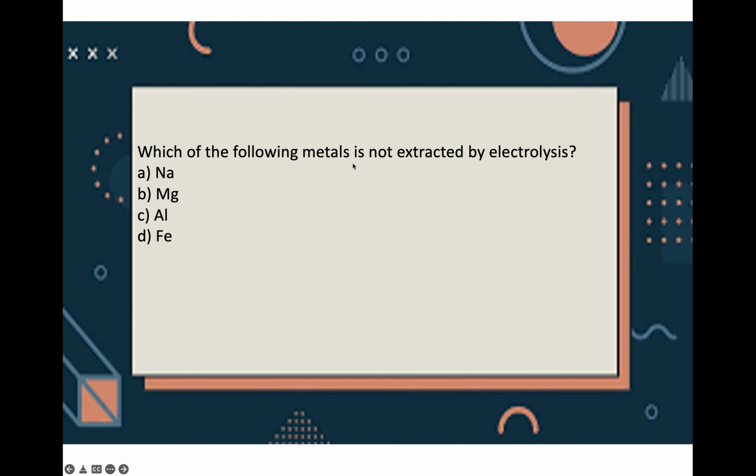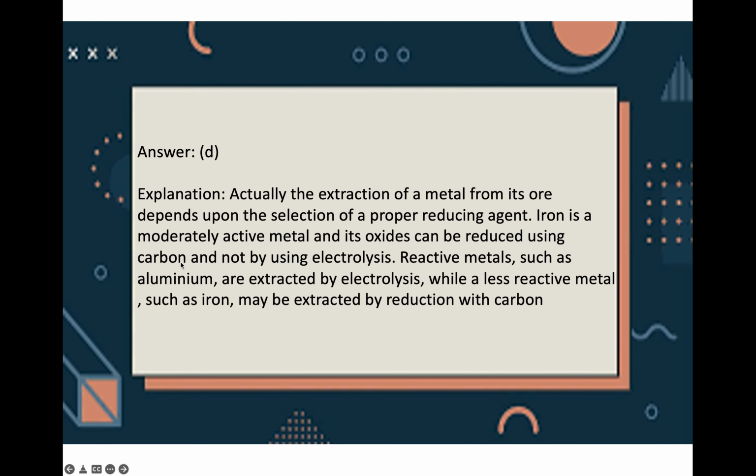Now next question, which of the following metals is not extracted by electrolysis? For the extraction of which metal we don't use the electrolysis process? Is it sodium, magnesium, aluminum, or iron? The correct answer is option D, iron. The extraction of a metal from its ore mainly depends upon the selection of the proper reducing agent. We learned it already. Iron is moderately active and the oxides of iron can be reduced using carbon and not by electrolysis. Reactive metals like aluminum are extracted by electrolysis, while least reactive metals like iron are extracted by reduction with carbon.